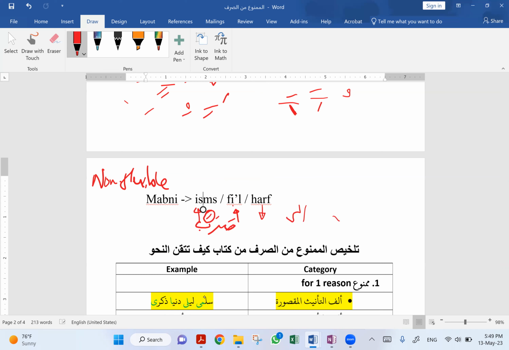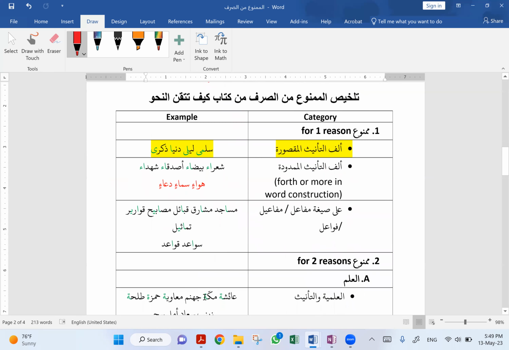Ila, hatta, mata, all these harfs, they're always going to be like that. You'll never have ila, ilu, none of that. Okay, so that's basically mabni. Now let's look at mamnu' min as-sarf.